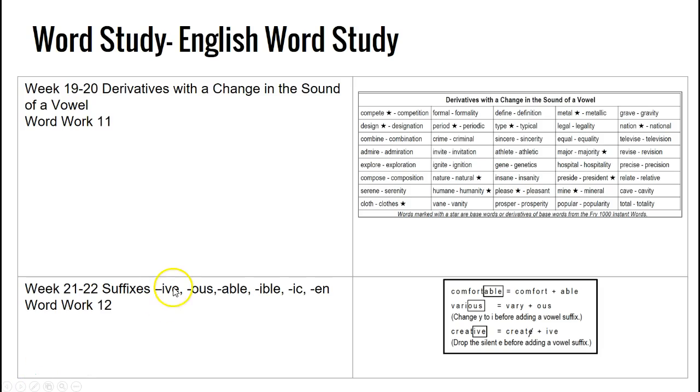and we'll take a look at what that looks like in the English word study. So in the English word study, if you have that, you know that we have the pacing guide for you, week 19 through 20, derivatives with a change in the sound with a vowel. So we have these great lessons for you in there to do that one with.